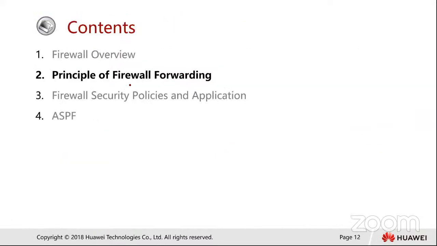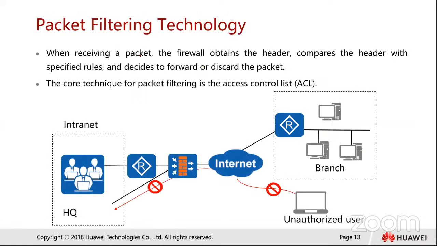So the principle of firewall forwarding: we want to see how packets are being forwarded. When receiving a packet, the firewall obtains the header and compares the header with the specific rules and decides to either forward or to discard the packet. When it receives it, it's going to check, am I allowed to send this? No. If I'm not allowed, then I should discard.